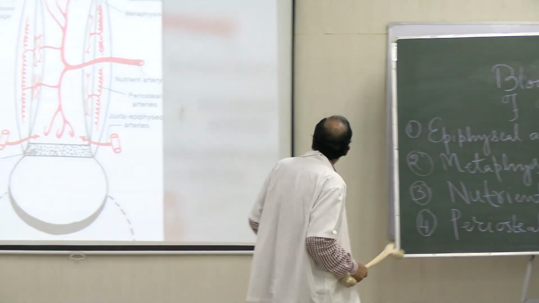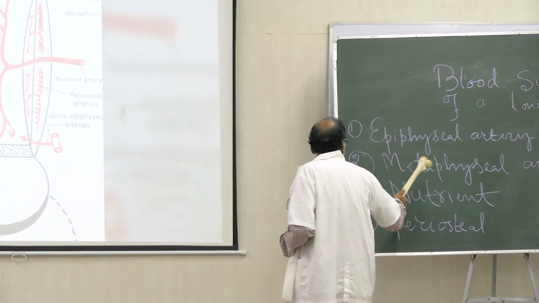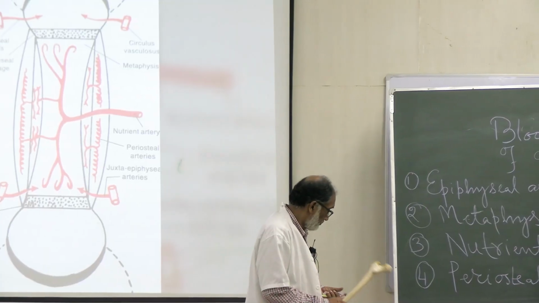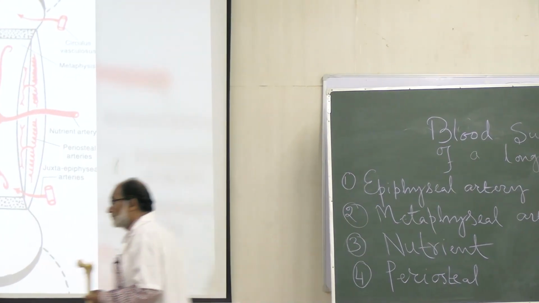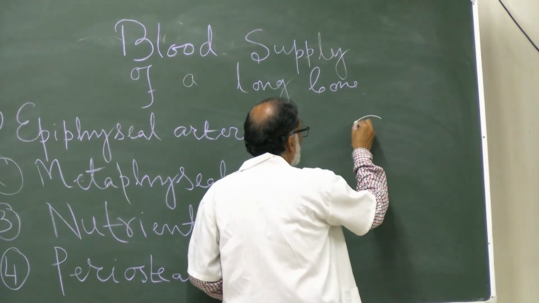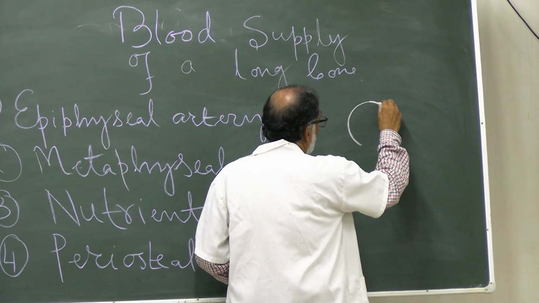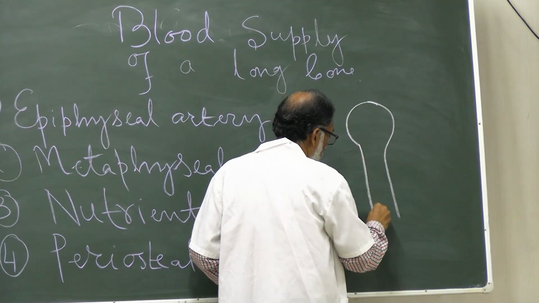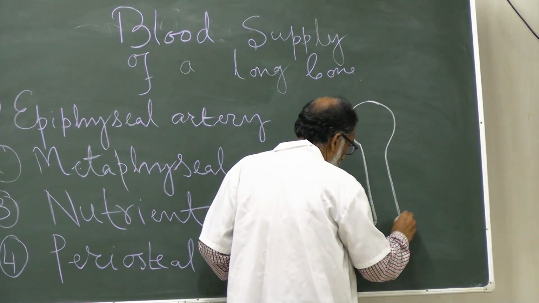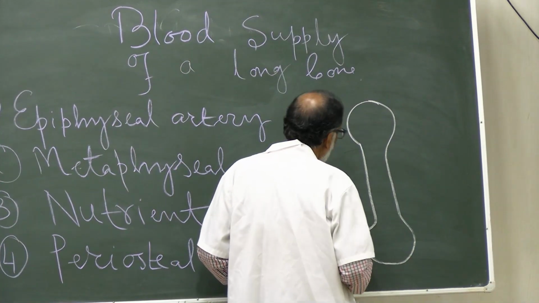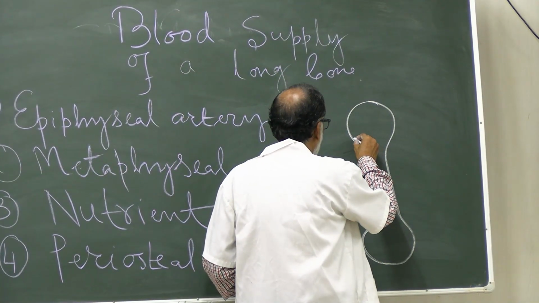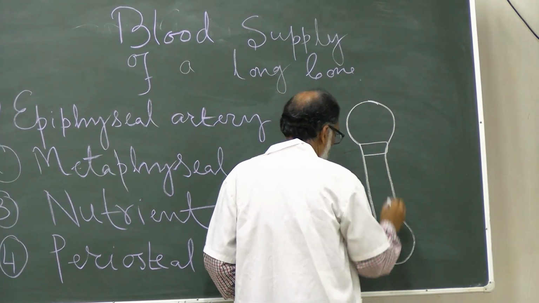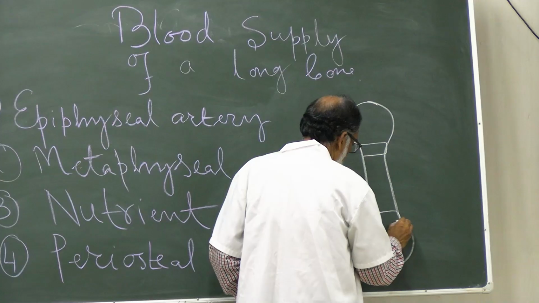Now second important is the metaphyseal artery. Metaphyseal artery. I am drawing one diagram. This is the epiphyseal cartilage.